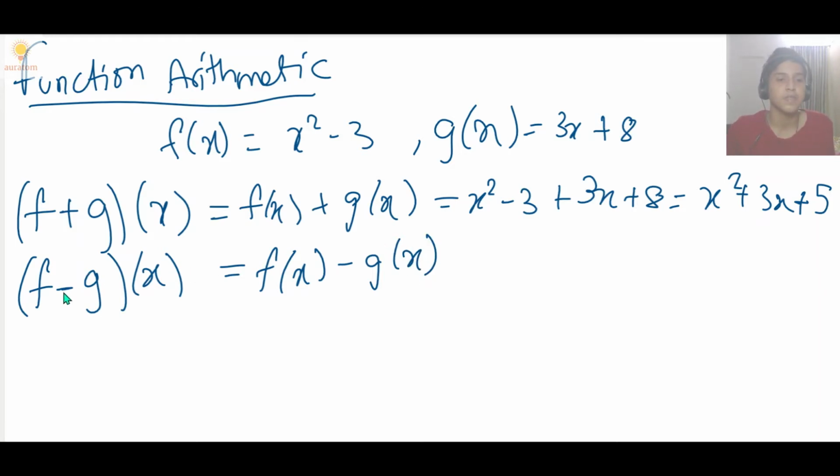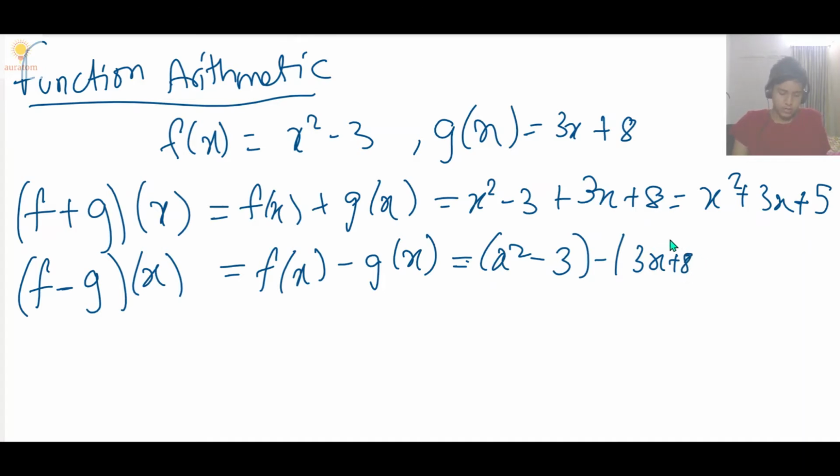So the difference of these two functions is going to be the difference of the outputs, f of x minus g of x. It's going to be x squared minus 3 minus (3x plus 8). So it's going to be x squared minus 3x minus 3 minus 8, right? So minus 11. x squared minus 3x minus 11 is the difference of the two functions, f of x minus g of x.